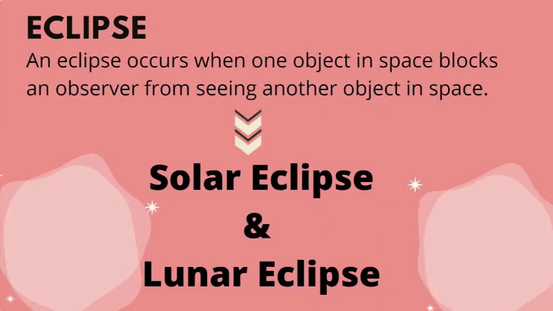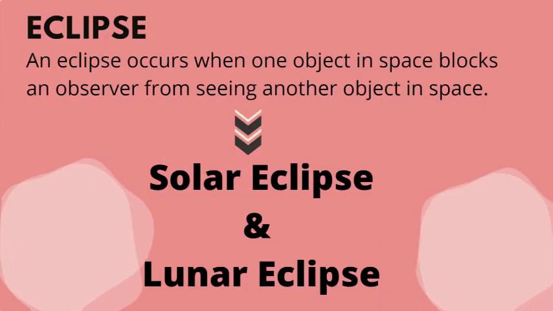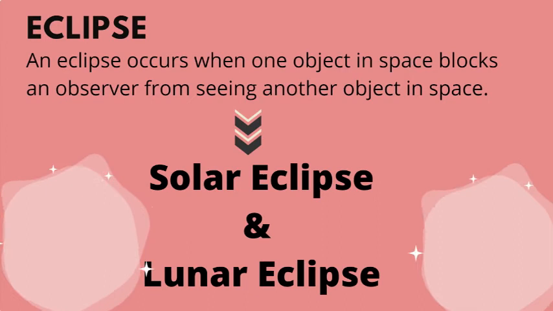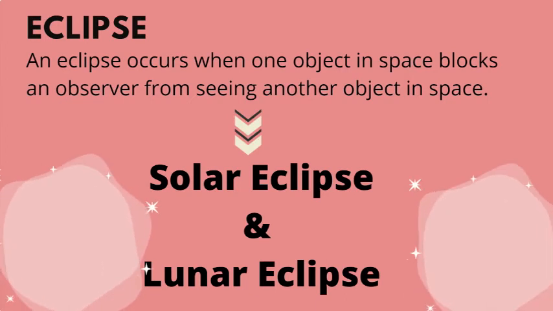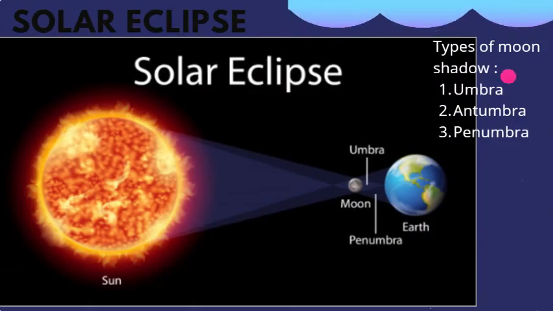An eclipse occurs when one object in space blocks an observer from seeing another object in space. From Earth, eclipses occur when only the Sun, the Moon, and the Earth are on a straight line. There are two main types of eclipses, solar eclipse and lunar eclipse. First, a solar eclipse. A solar eclipse occurs when the moon passes in front of the sun, causing a shadow to fall on certain portions of the earth.